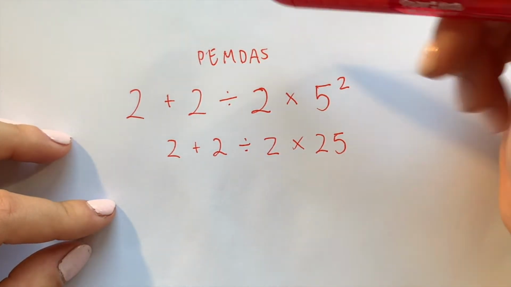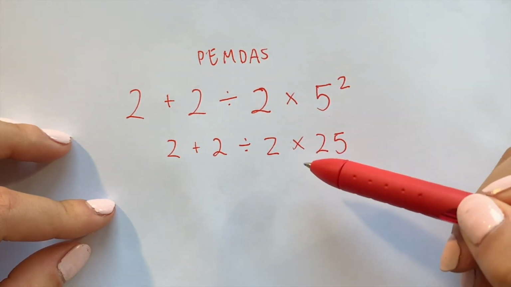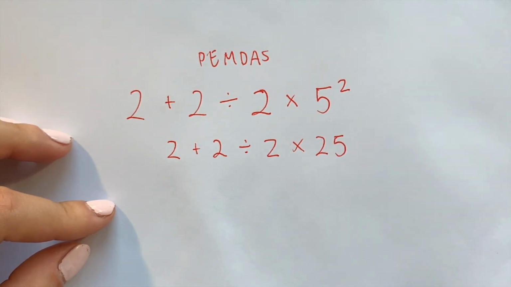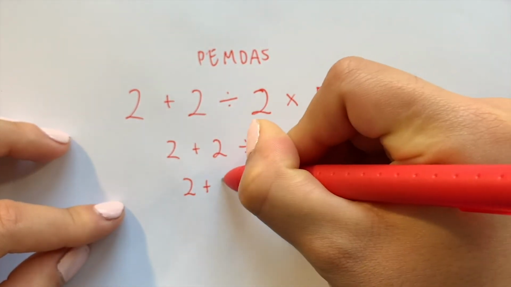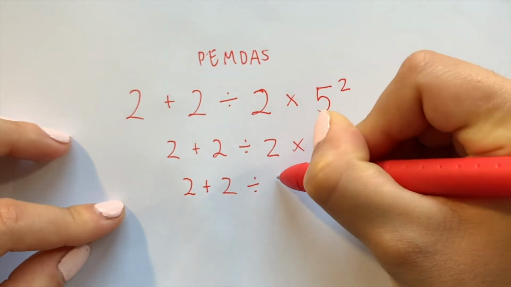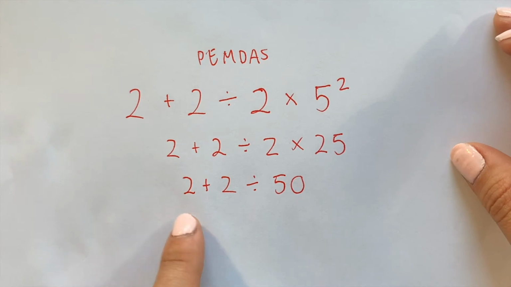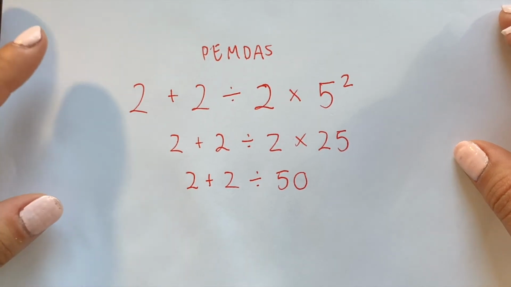So now that we've broken down our exponent, we jump onto multiplication. So we do see some multiplication right here, which means that we're going to multiply 2 times 25, which gives us 50. So now we rewrite that as 50. And you'll notice that as you're solving the problem, your problem gets smaller and smaller each single time until you actually just end up with one single number, which is your answer.